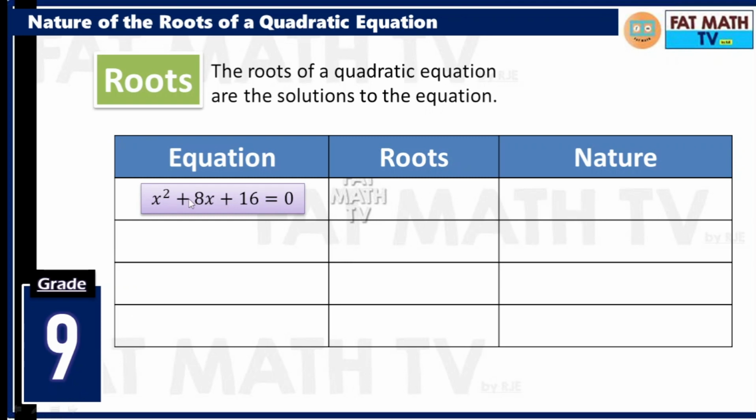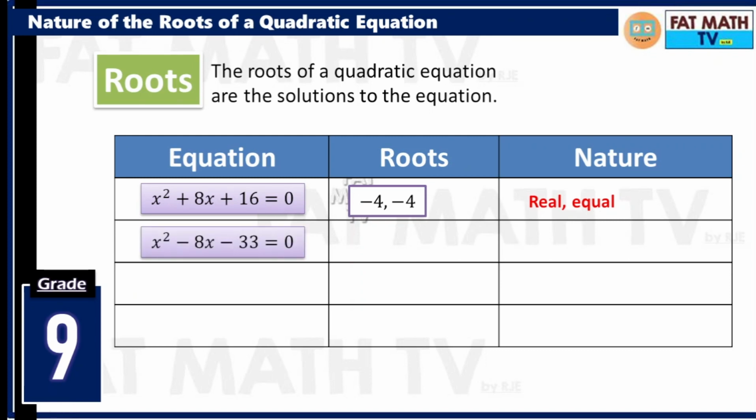If you do factoring, the factors are x plus 4 and x plus 4. So you will have x plus 4 equals 0 or x plus 4 equals 0. So x is negative 4 or x is negative 4. So we have two roots that are both negative 4. If you identify its nature, you can say that these two numbers are real numbers, and they are equal. They are the same. So some quadratic equations have roots that are real and equal.